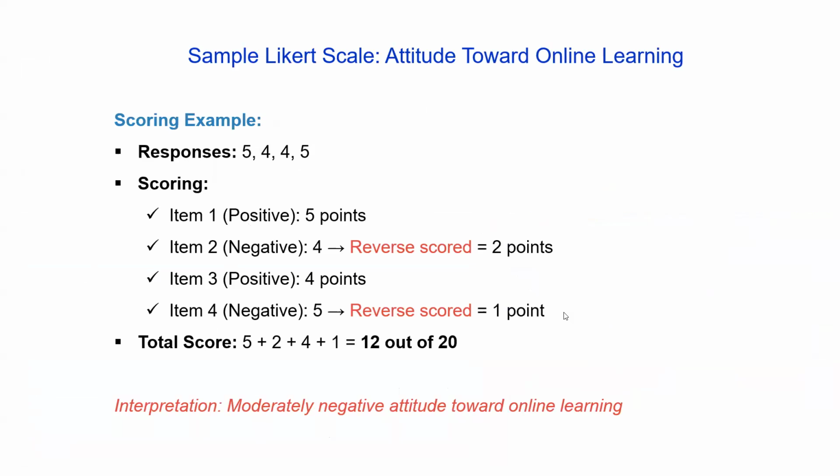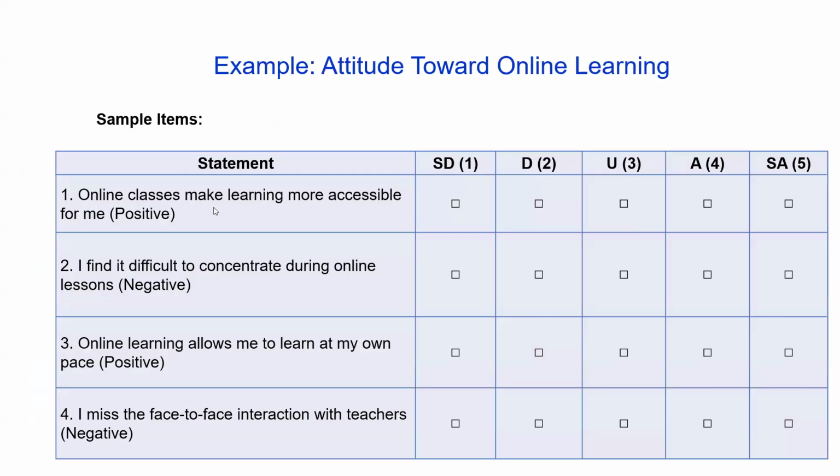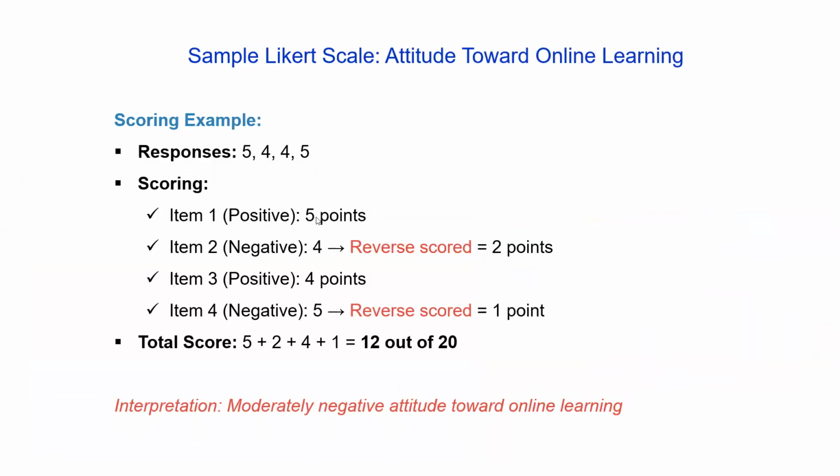This is for these four items. One student has marked like this, so the score is 5 plus 2 plus 4 plus 1, out of 20, 12 marks he has got. That student has a moderately negative attitude toward online learning.